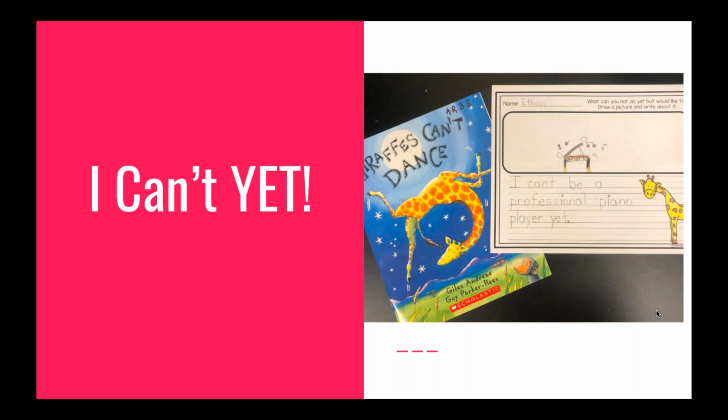In my classroom, I read the book to the class, and then we brainstorm a list of things that the giraffe could not do yet. After we discuss the story, we talk about what we can't do yet. This book leads us into so much conversation about what we can't do yet and what we want to be able to do one day. This then leads us into goal setting.